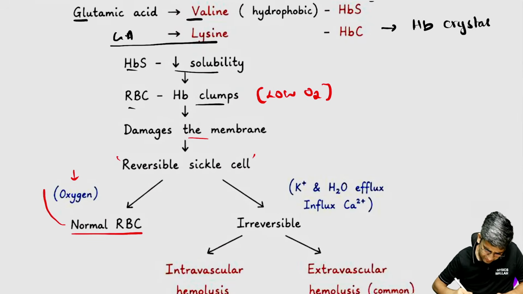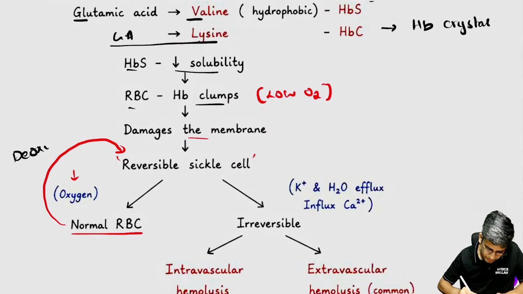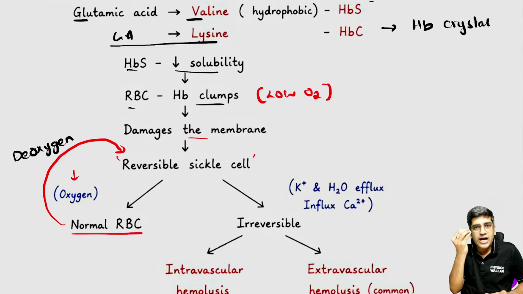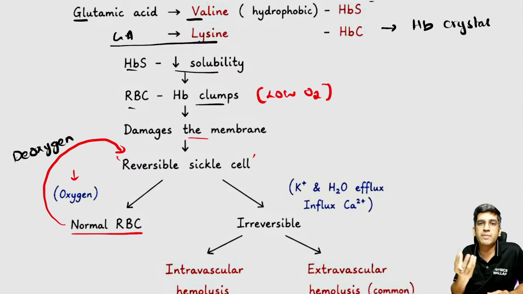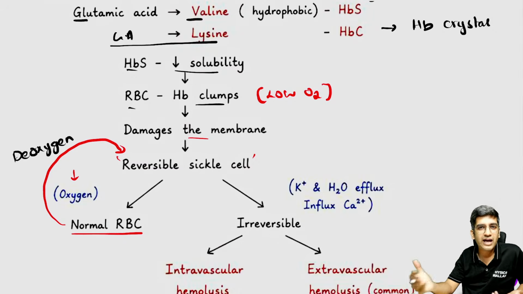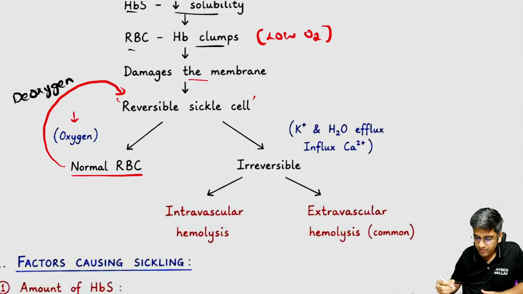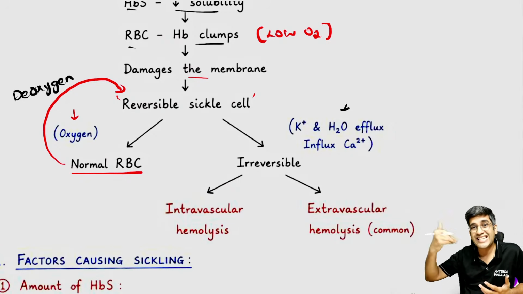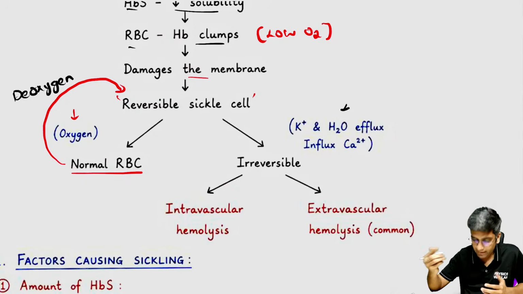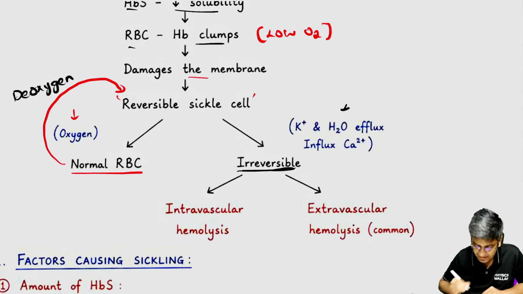This cycle will keep on going as long as we have a deoxygenated state. The moment your RBC loses oxygen, it will become a sickle again. The moment it gets oxygen, it will become normal again. It will keep on doing this. But everything will have an end point, right? At some point, your potassium and water will go outside, your calcium will come inside, causing more membrane damage and resulting in irreversible sickled RBC.